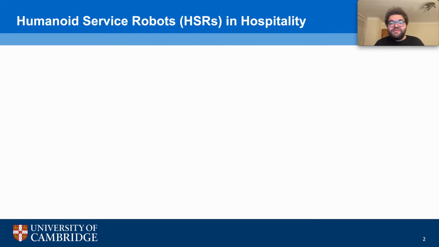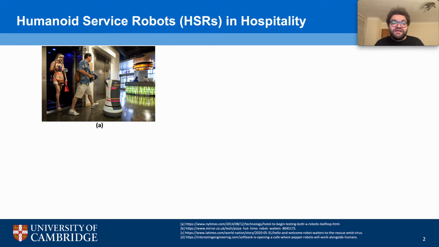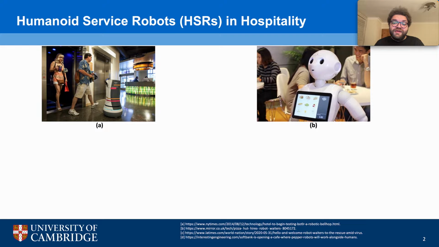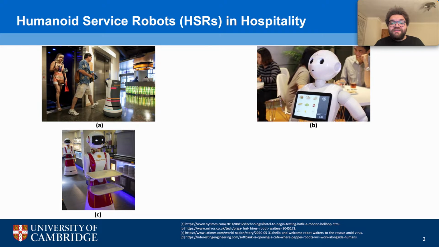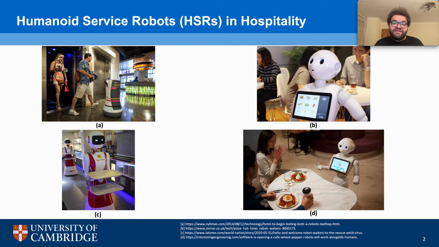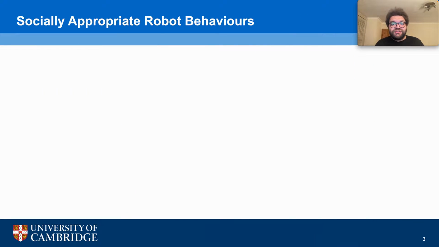Humanoid service robots are becoming more and more prevalent in the hospitality industry, whether it's conducting deliveries to guest rooms, being robo-waiters taking customers' orders, or delivering food to their tables in restaurants and cafes. HSRs are donning more active roles in serving humans in daily interactions.